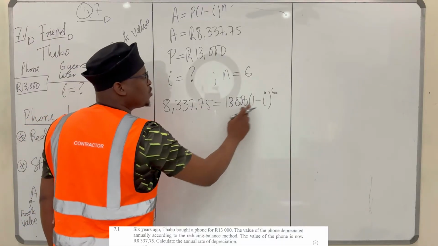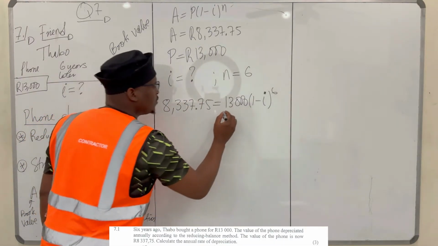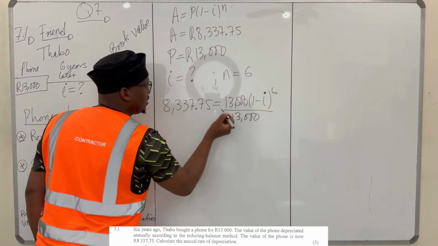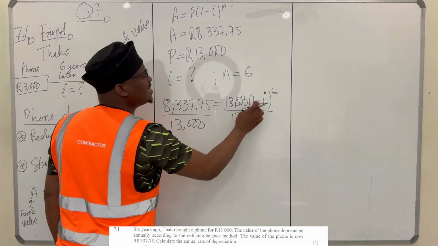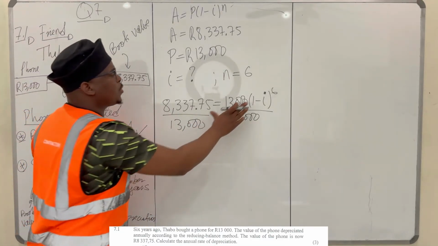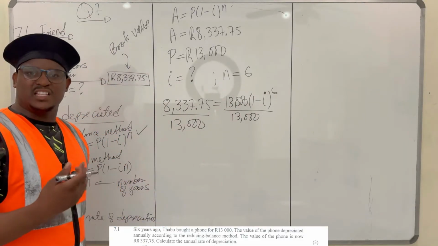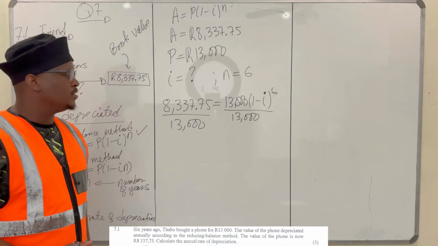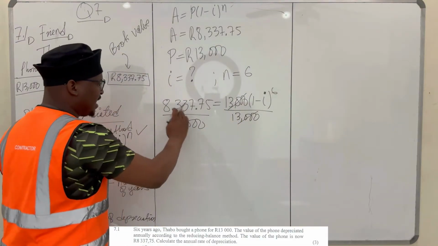So what we're looking for is I. What do we do? Divide by 13,000 on both sides, because we're trying to get to this I, but this I is protected by this and protected by that. So get rid of everything that is protecting your I so that you can face your I and find its value by force. So let's go. This and this go away. So find the answer to this.